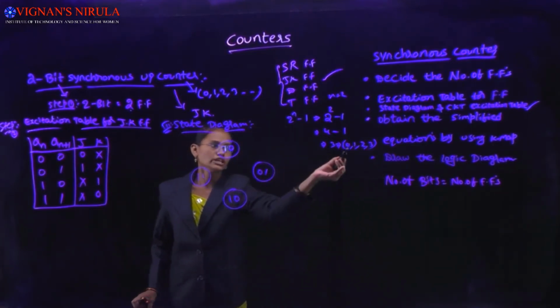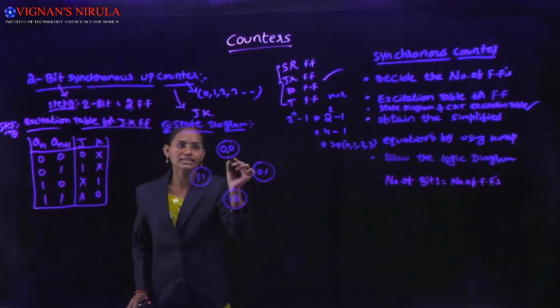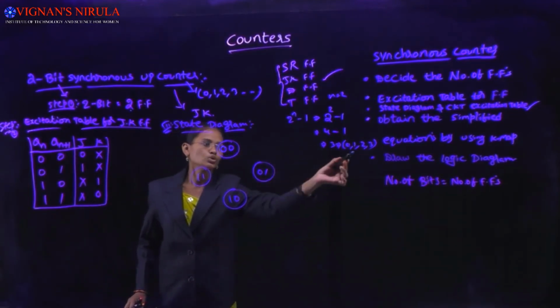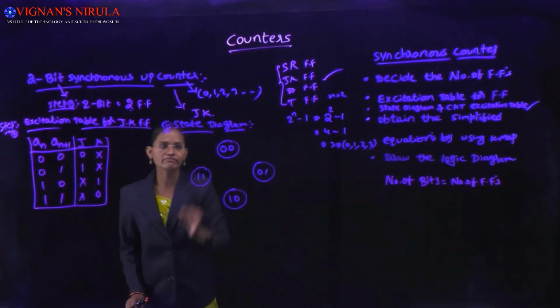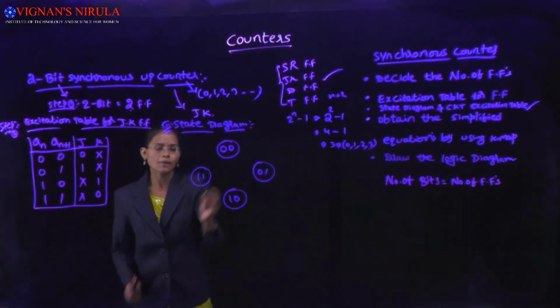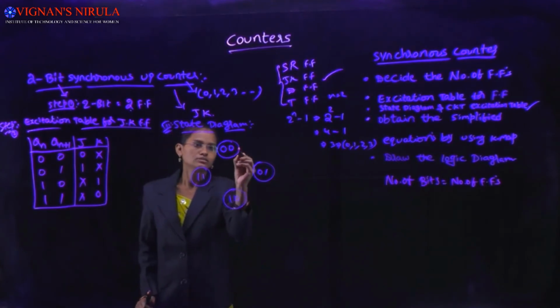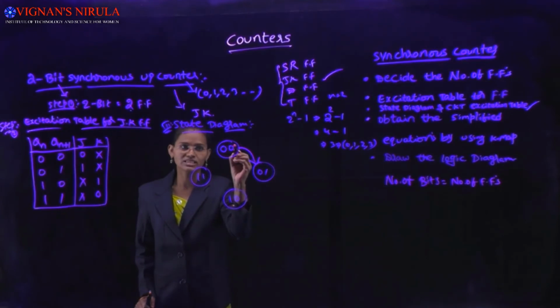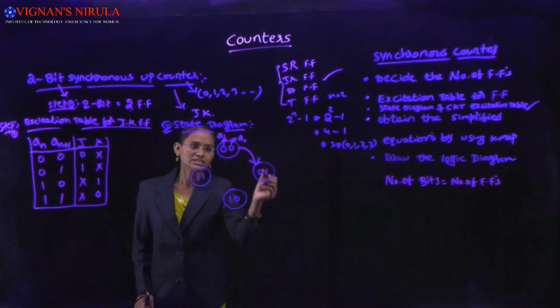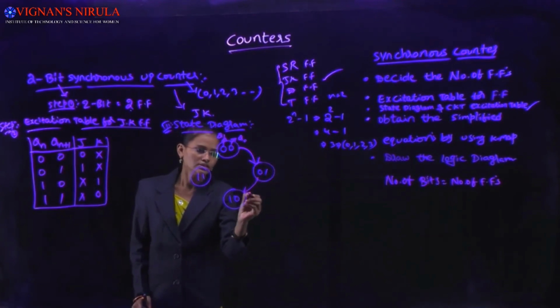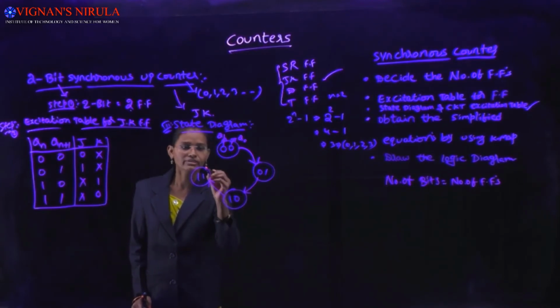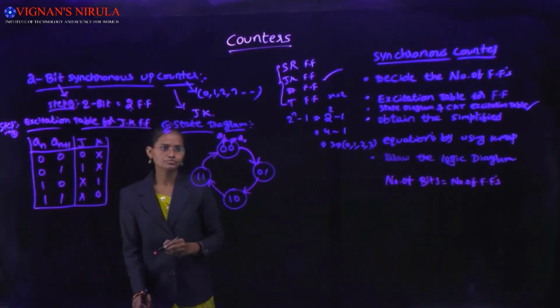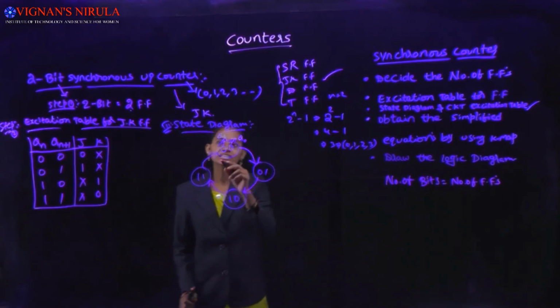Okay, 0 in binary form is 0 0, 1 is 0 1, 2 is 1 0 and 3 is 1 1. Here we are using the up counting. This is the present state. This is Q0 and this is Q1. Next state is 0 1, 1 0, 1 1 and 0 0. Okay, this is the state diagram.